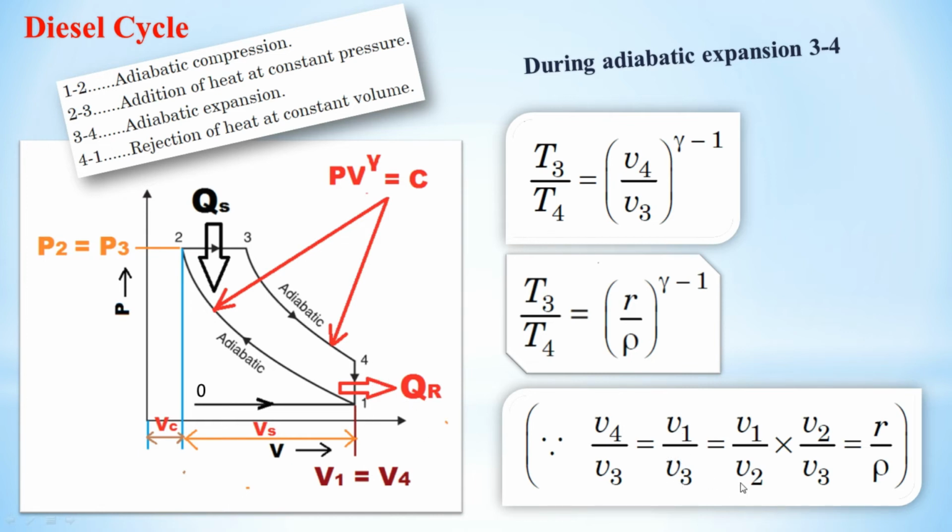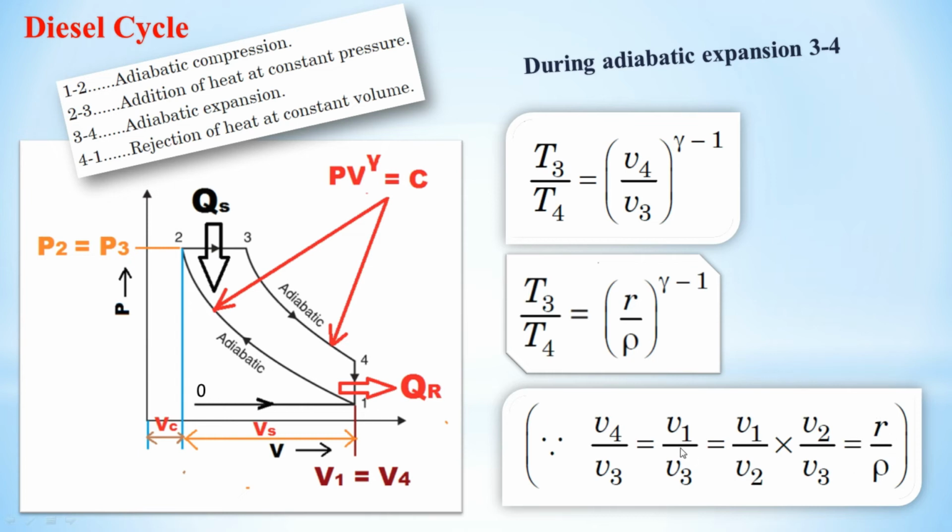Now we multiply by V2 and divide by V2. This is the fundamental rule of mathematics: we can multiply the same term in the numerator and denominator, so it cancels out and equals 1. So V1 by V2 into V2 by V3, because our objective is to convert this term into r and rho. So we can finally simplify the equation. V1 by V2 equals r, and we know that V3 by V2 equals rho, but here V2 by V3 is there, so it is 1 upon rho. So finally V4 by V3 equals r upon rho.